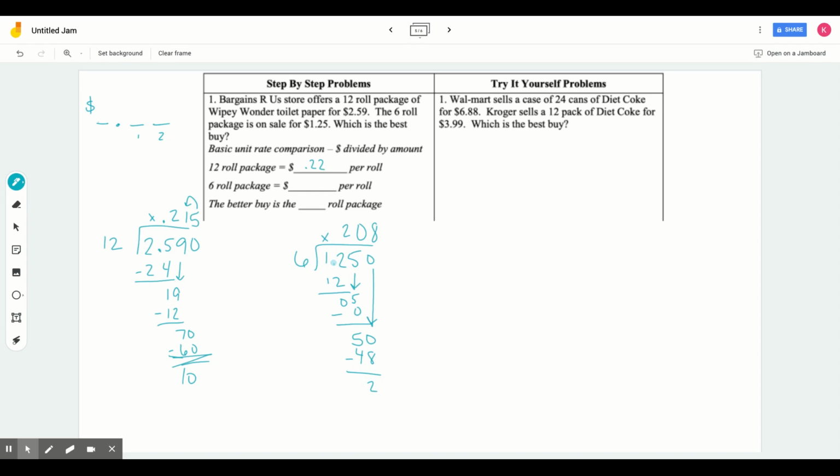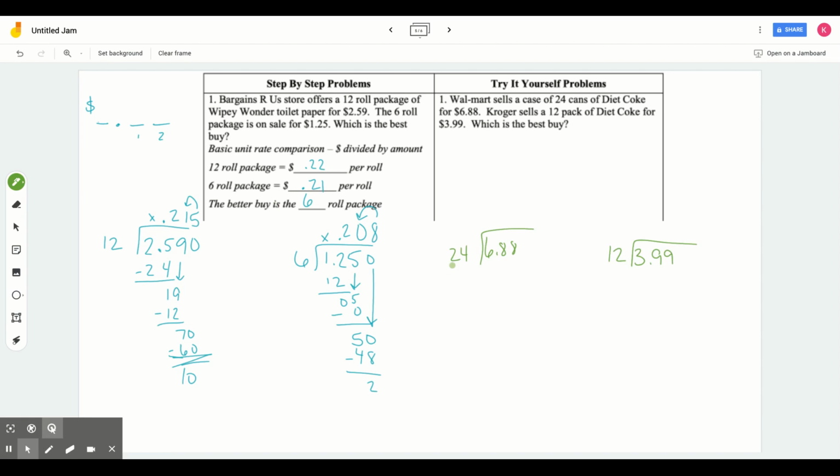Now again, when we bring up our decimal, we can see that we have 3 spots, so we're able to round to 2 decimal places. The 8 tells the 0 to get larger, so the 6-roll package is 21 cents per roll. So in this case, 22 cents is more than 21 cents. So the better buy would be the 6-roll package because we want to pay the lower amount. Now, I want you to take a minute to try the next problem on your own.